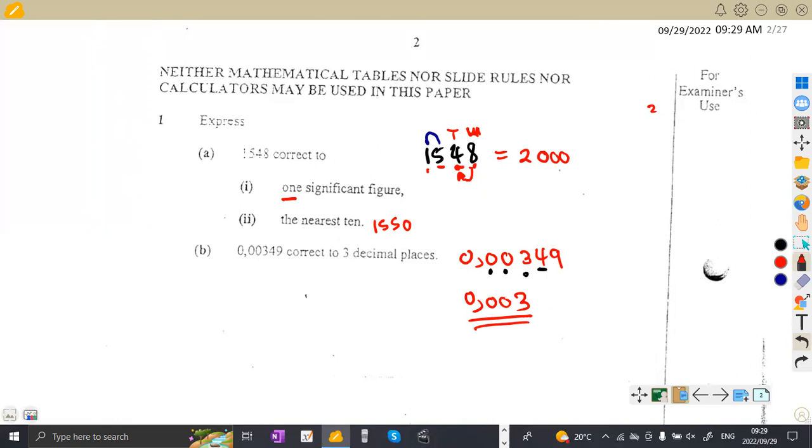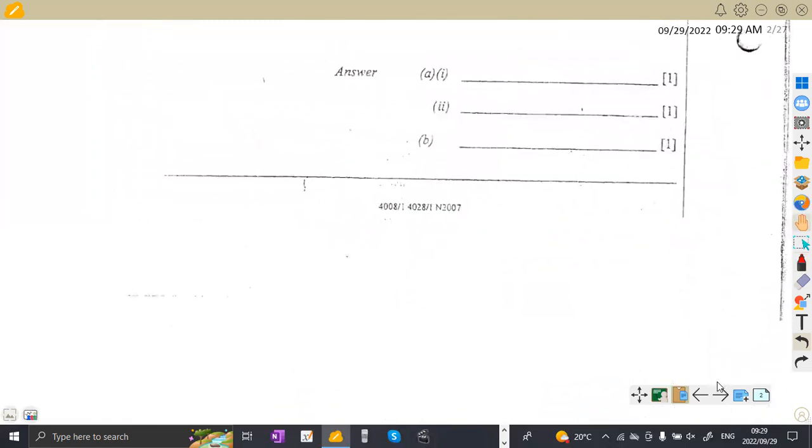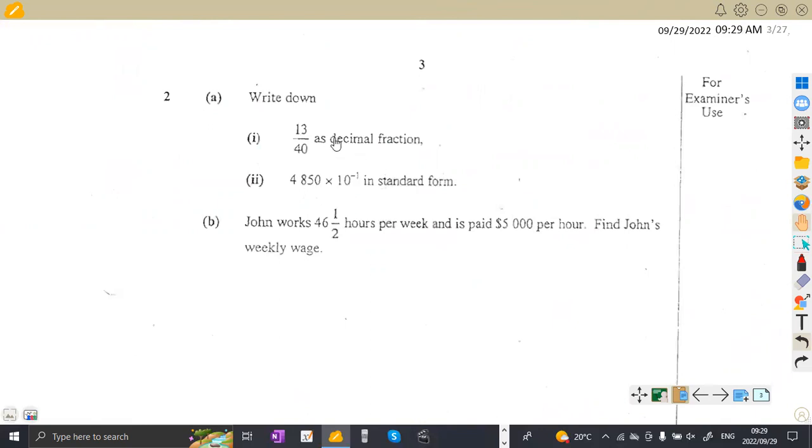So I think it was actually clear on the first part of the question. Let us see the other part, which is question 2. 2a, write down 13 over 40 as a decimal. So there, guys, we're just dividing, as a decimal, 13 over 40. You're going to divide 40 into 13. That's a 0 here, comma. The moment you put a comma, you're putting a 0 there.